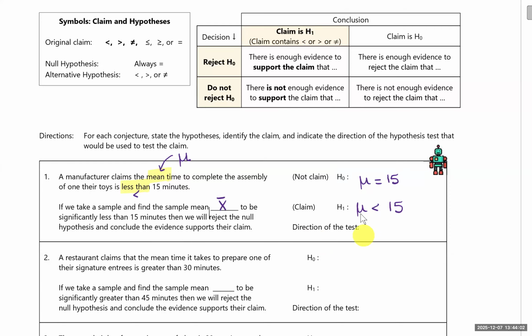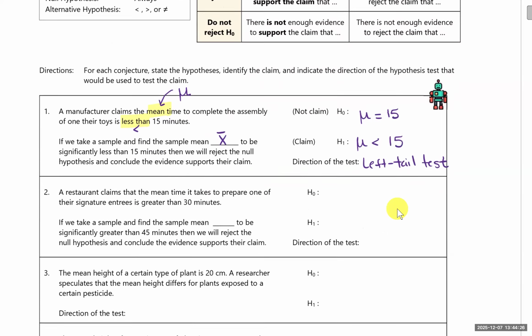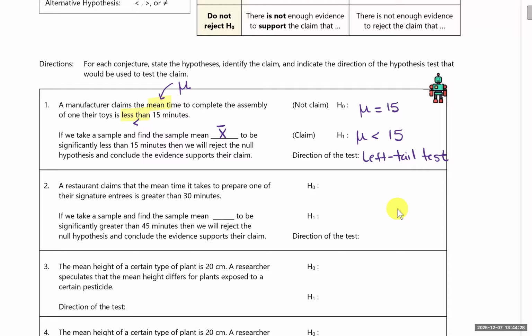All right, so if you think of a number line, numbers smaller than 15 would be to the left of 15. And that's why we call it a left tail test. So that's the direction. Okay, and then later we move forward and actually collect data and investigate. So again, right now we're just practicing writing hypotheses. So let's look at number 2.